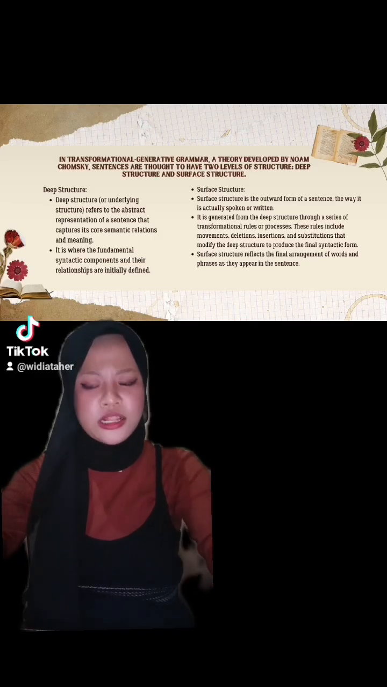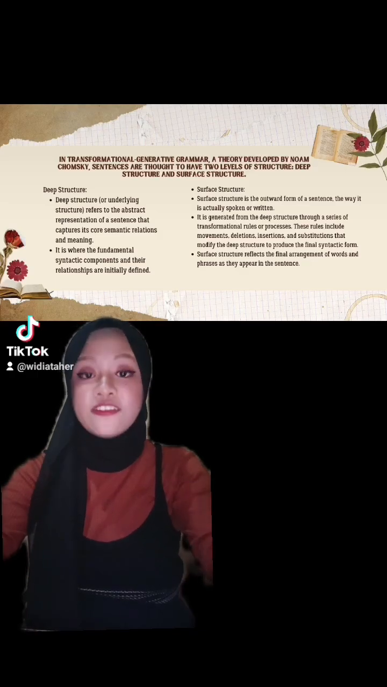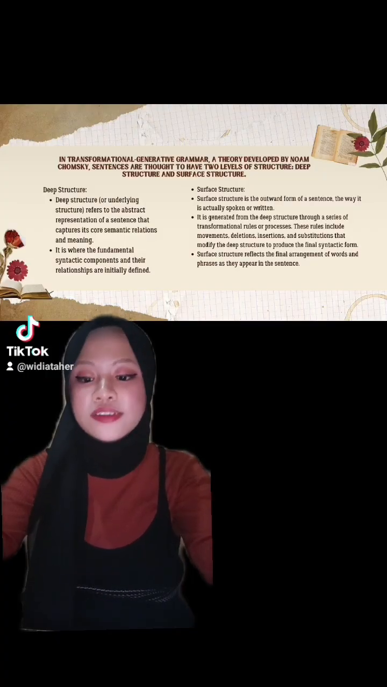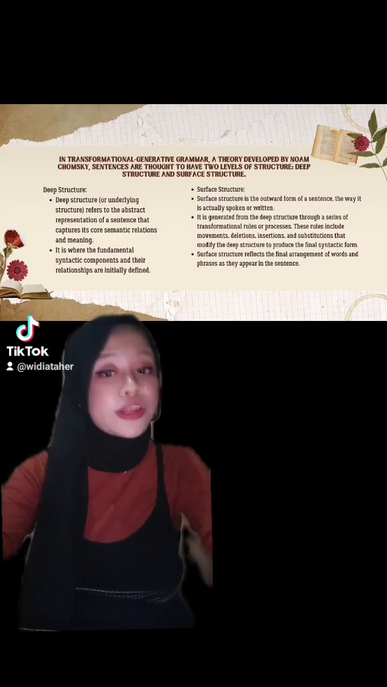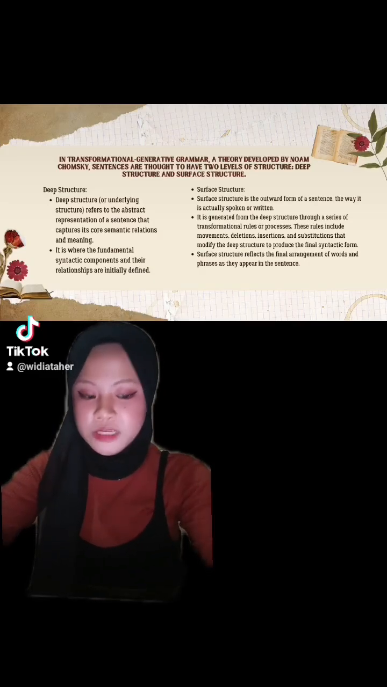For example, "she ate the cake" and "the cake was eaten by her" have the same deep structure because they share the same meaning. However, their surface structures are different. And about the surface structure.